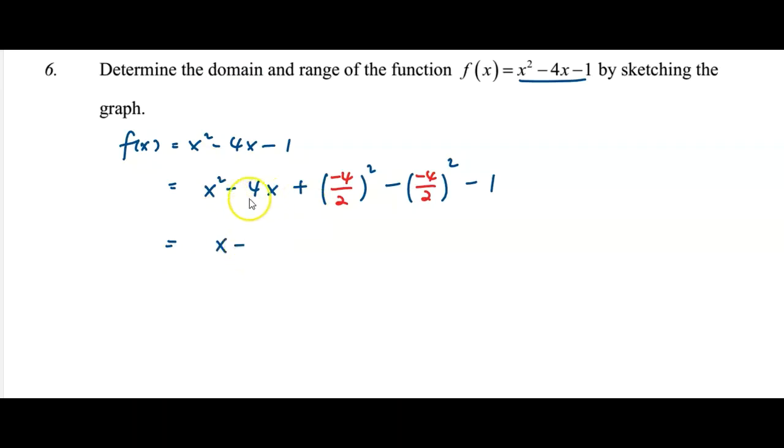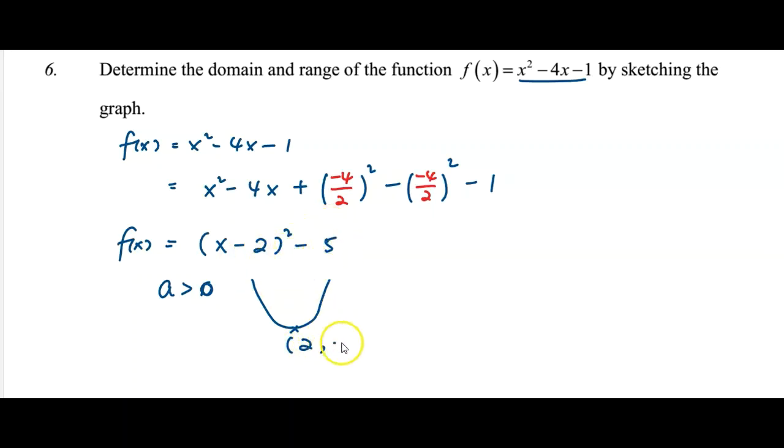Now the first 3 terms can be simplified into (x minus 2) squared, minus negative 4 over 2, that will be negative 2 squared, that will be 4. Negative 4 minus 1, you will get negative 5. Since your f(x) now is in this form, you can look at the value of a, which is 1. If a is greater than 0, meaning the graph has a minimum point. The minimum point can be obtained by taking this value, negative 2, reversing the sign, you get 2, and the y coordinate will be negative 5.